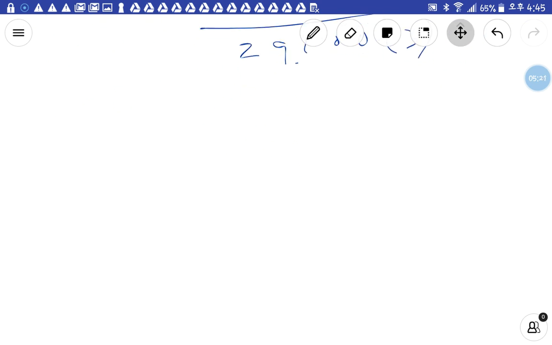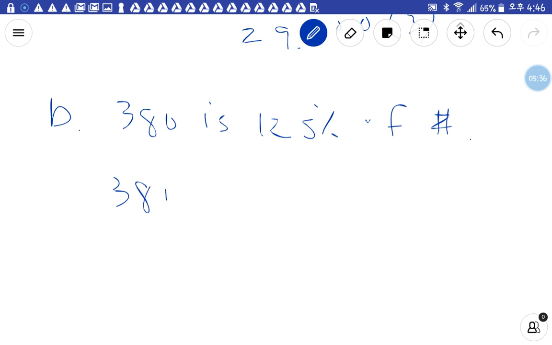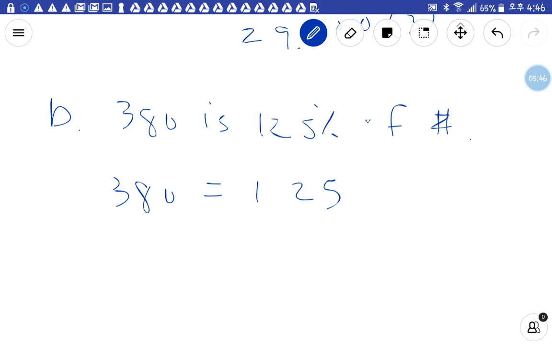And then quick check 2B. 380 is 125% of one number. 380 is means equal sign. 125 change into a decimal, 1.25, of, multiplication. And then the one number I have, which is not given to you, so you need to put the letter N here. So 1.25 times N equal 380.